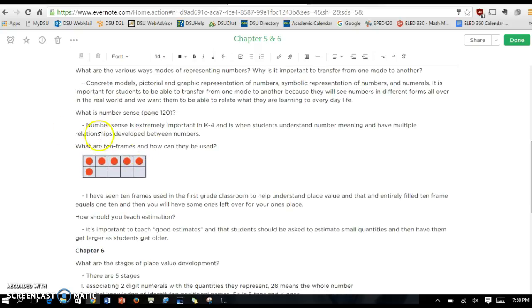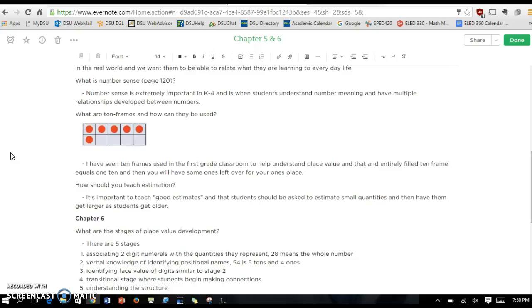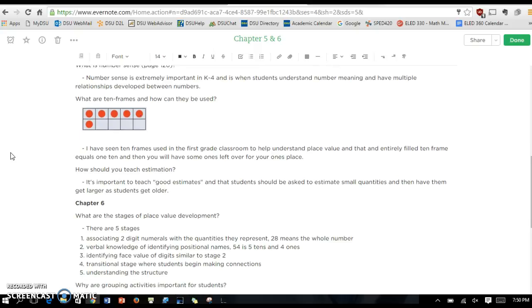Number sense is really just having a deep understanding of what numbers mean and how they work in the world. And then this is a 10 frame. I've seen them used in many different ways, such as my first grade teacher using them to help students understand the 10 value, like place 10, that once you fill up a whole 10 frame you have to move on to the next one, and so that means you have one full 10.